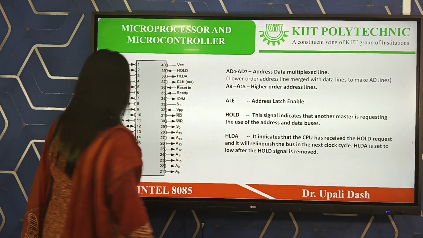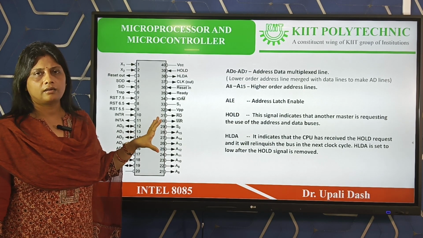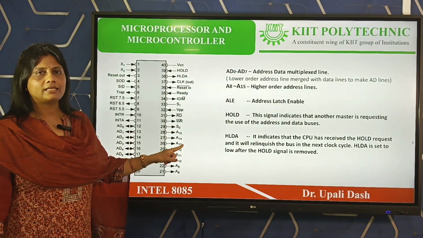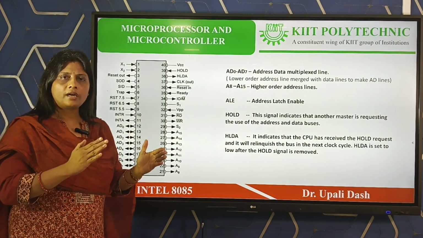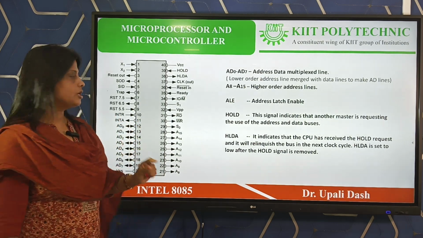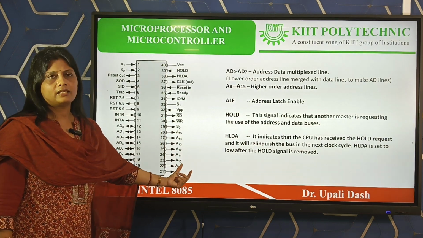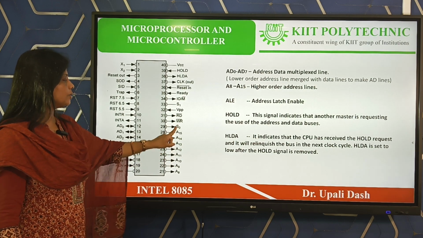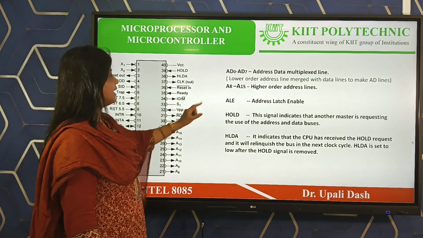Like you see AD0 to AD7, these are called address data multiplexed lines, and A8 to A15 are only address lines. Total address bus is 16-bit. It is divided into two groups, lower order address and higher order address. Lower order address is multiplexed with the data bus to make address and data lines, and only higher order address is placed like this. So this is bidirectional because the data is involved, and this is unidirectional because only address is there. So with that, some extra pins are there.